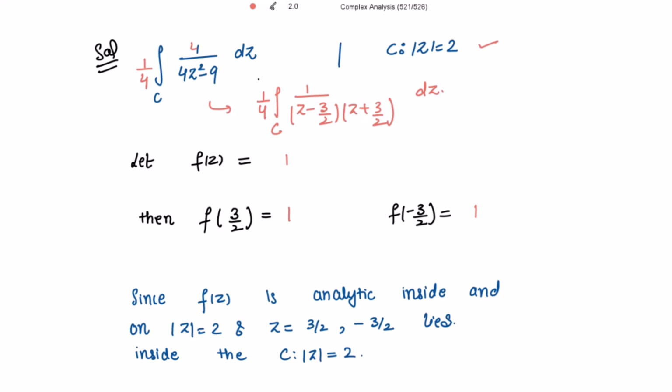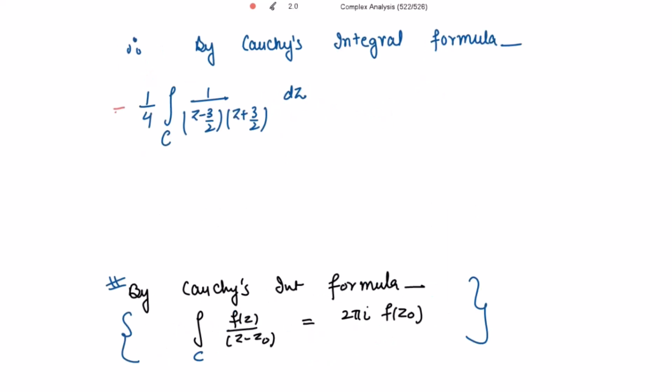So for both these points, the value of the function is equal to 1. Since f(z) is analytic inside and on the circle |z| = 2 and z = ±3/2 lies inside the circle, now we are going to apply Cauchy's integral formula for both these points. So the given integral can be written as this. Let's make the partial fraction for this first. Just write here z - 3/2 and here z + 3/2, right?